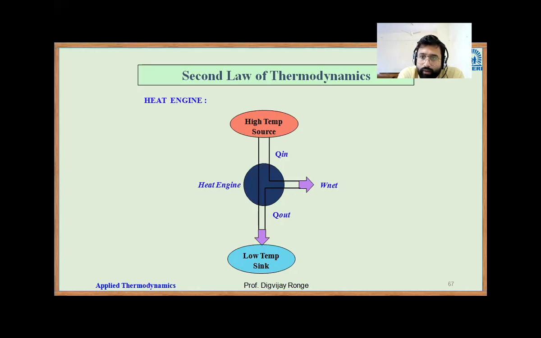If you take the example of thermal power plants, in that case the boiler is where we receive heat, the turbine acts as the heat engine, and the condenser acts as a sink.